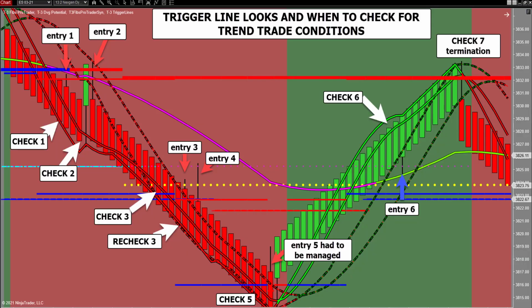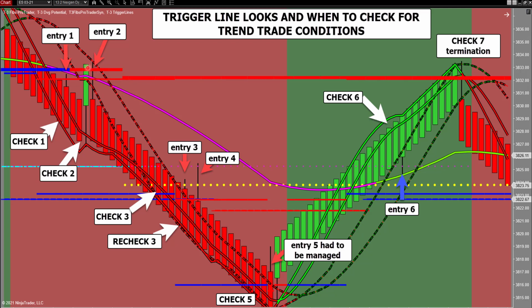The following slide depicts many opportunities to do trend trades. Always checking the location and strength of the trigger lines before you place an entry is important. If you notice that check number 1 and check number 2, the trigger lines are strong to the downside. As such, you will enter trend trades on the small chart when the rules are true.